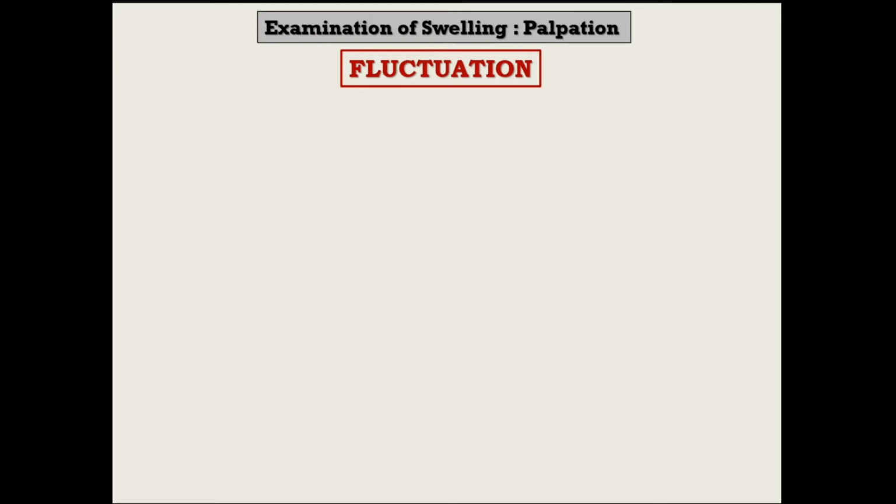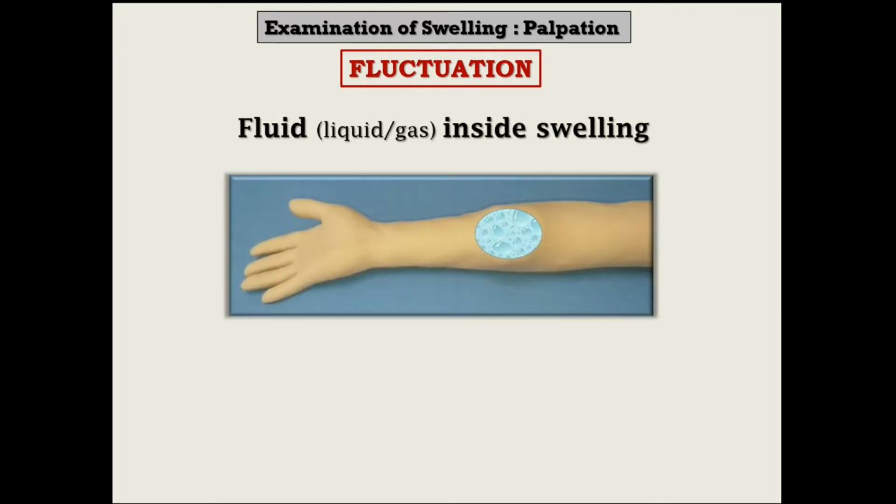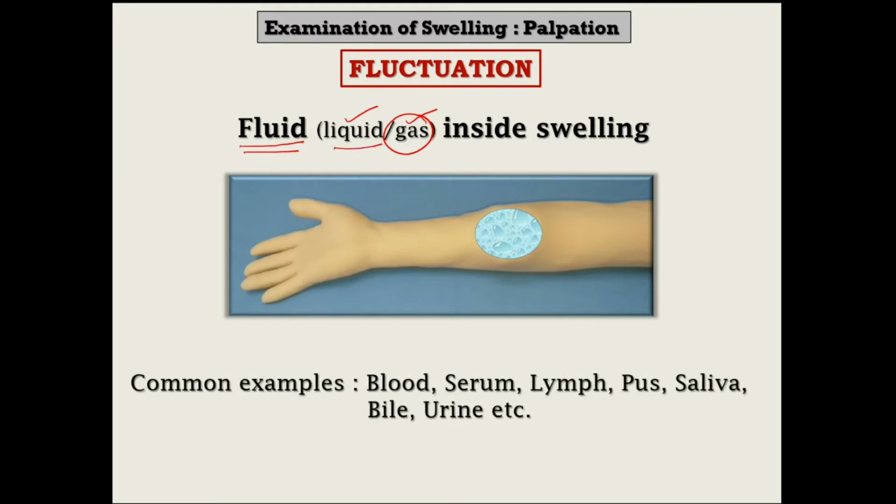Well, in a most straightforward way, I can say that a positive fluctuation means there is presence of some fluid inside the swelling. Now in terms of physics, anything which can flow will be a fluid, and liquid and gas both are fluids. But practically, gas is present in our body mainly in the lungs and bowels. So most of the fluctuant swellings which we routinely get, they contain some kind of liquid, and here are some examples. If the swelling contains any of these fluids, it will give rise to a positive fluctuation test.